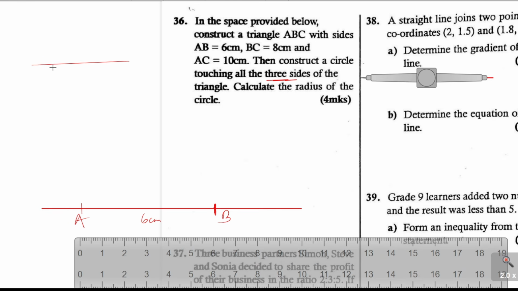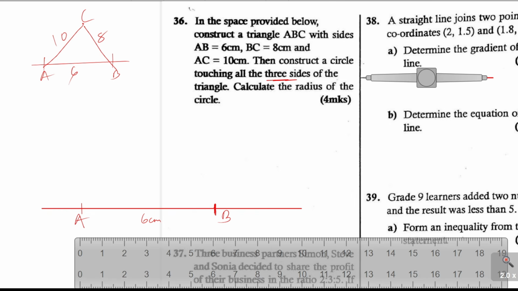Then remember, you have to sketch this. It is important to have a sketch here. A, B, and then you have C. So it is always good to have the sketch of what you require to get. So this is 6. And then you have BC is 8 and AC is 10.